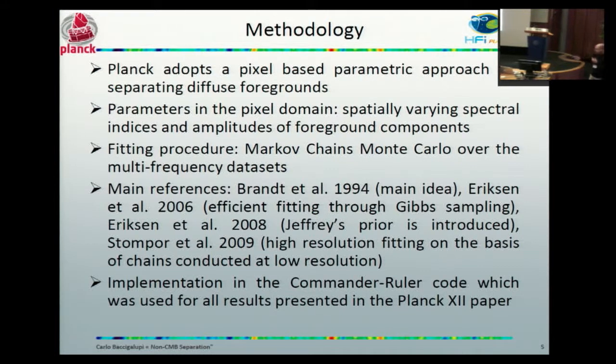This is the present status of a long series of papers and algorithmic development which had milestones, which you see outlined in those references, going back to 94 as the main idea. So defining unknowns and fitting them over the entire multi-frequency space. There was the introduction of smart sampling in the parameter space, parametrization-invariant priors, and steps overcoming the difficulty of the computational load at low resolution by estimating the mixing matrix at low resolution and getting to high resolution. So the implementation is in the Commander-Ruler code, which has been used in the Planck component separation paper.